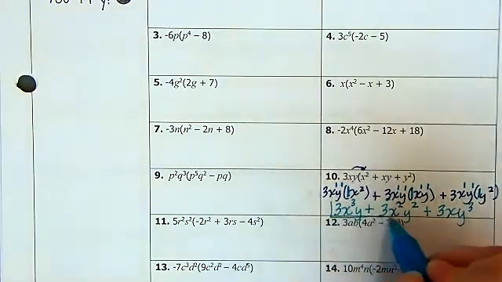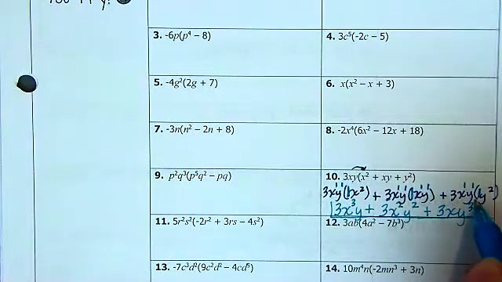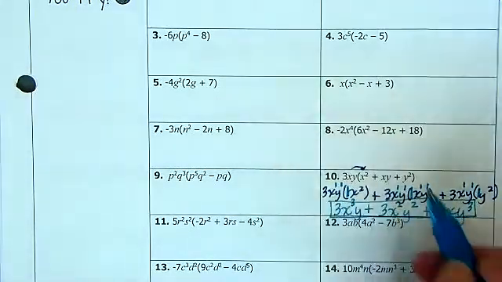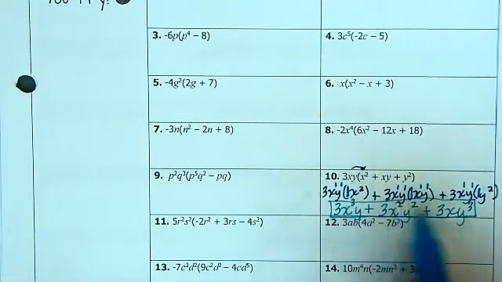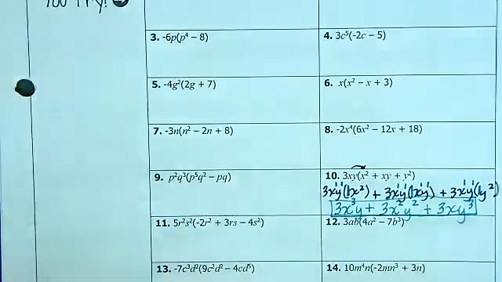Remember, for correct standard form, you want it to be in alphabetical descending order, which this is, because x to the 3rd, x comes before y in the alphabet, and x to the 3rd is first, then x squared, and then x to the 1. Okay, next example, number 11.